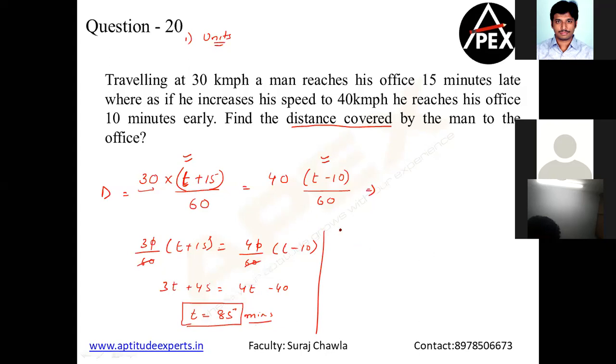Let me replace it in the first equation. So that's 30 by 60 into 85 plus 15. Clear? So that's 1 by 2 and 100, which gives 50. So therefore the right answer is going to be 50 kilometers. So please take one more tip from me for the day: please read the question statement before you are solving it. Clear?